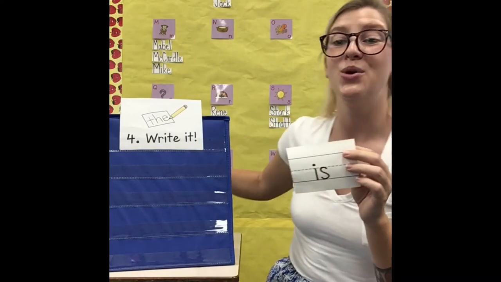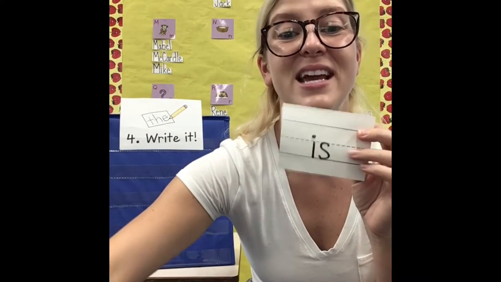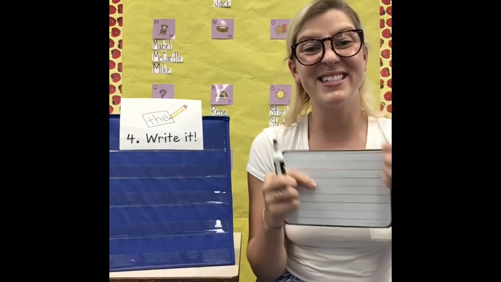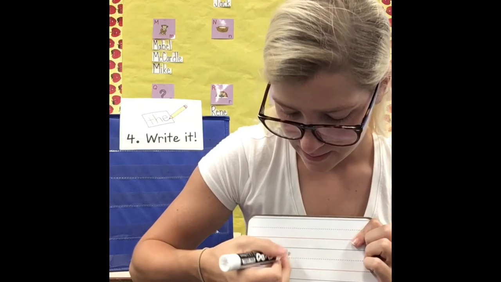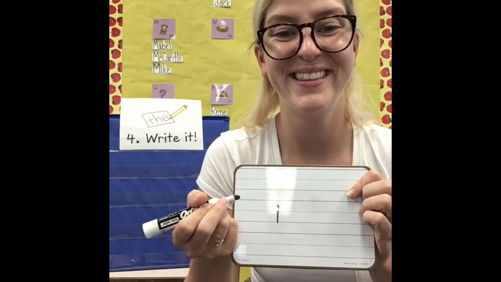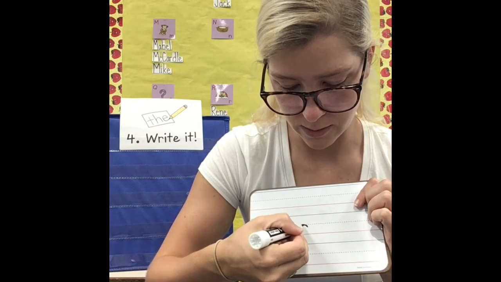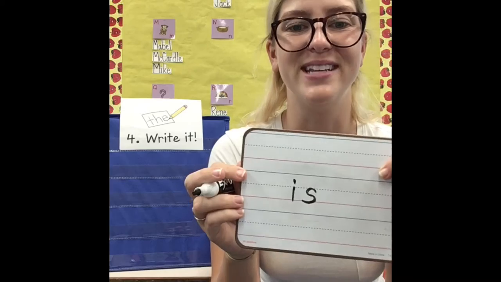Step 4 is to write it. Let's write the word is. We know that both of the letters are going to be small. The word is starts with a small I. That's a line down with a dot. And then it's an S. Small s goes round and round like a windy road. Is.